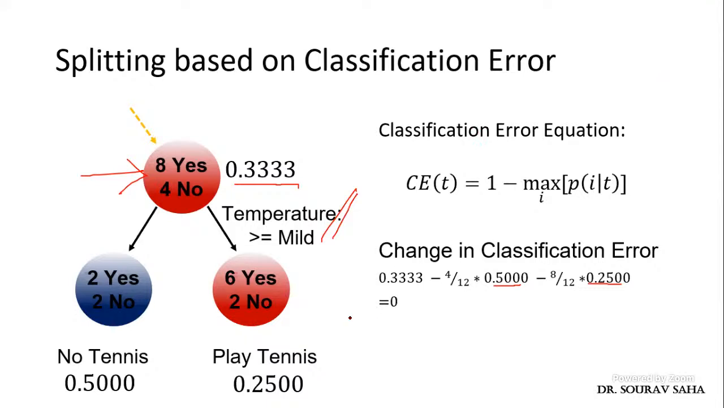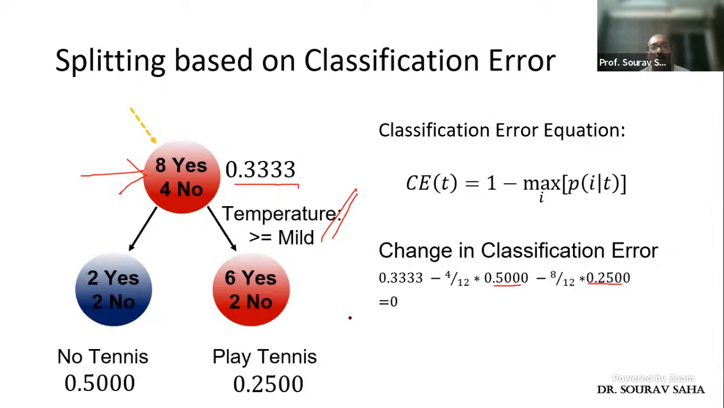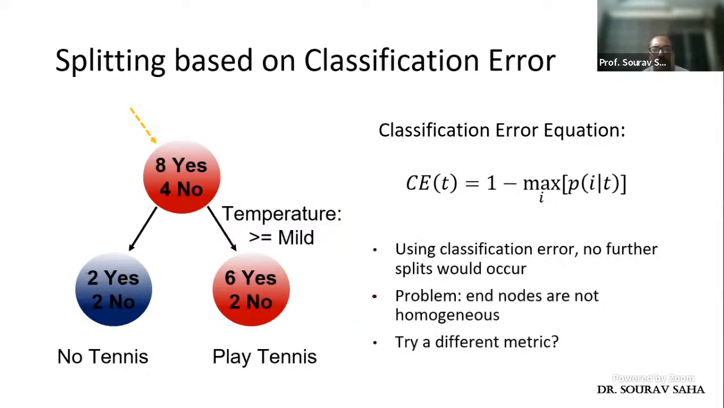What we get as the change in the classification error out here. Classification error is one of the metrics that we use. Probably the easiest metric, easier to understand, easier to calculate. But again, it has some limitations in the sense that sometimes it is not able to do the classification properly.